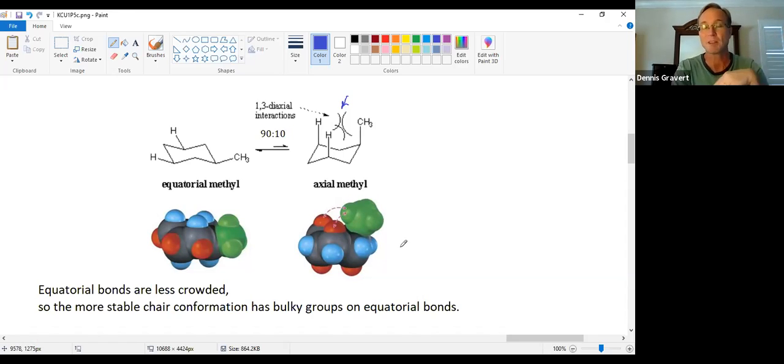And it can't immediately flip back, because if you watch the video, as it flips from one chair to the other, it has to go through the boat and the twisted boat conformations to get there. And you get a whole bunch of eclipsing interactions. You get a whole bunch of groups that are even closer to each other. So as you go from one chair to the other, there's a lot of obstacles in the way, a lot of repulsion. So once it's in one chair, it kind of hangs out there until it gets enough energy to get through the twisted boat and the boat conformations to get to the more stable chair.